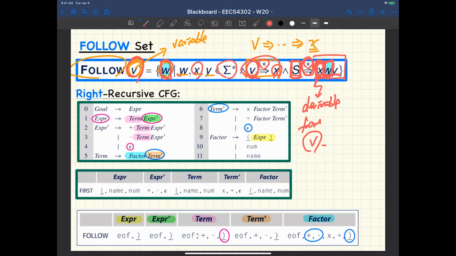Y over here is just for completeness, because in general you don't necessarily only have W as the ending part. You might have some part that follows that, but Y is not important. Y may be empty, may not be empty. The most important thing is about W and X for sure. All right. Any question about the follow set?